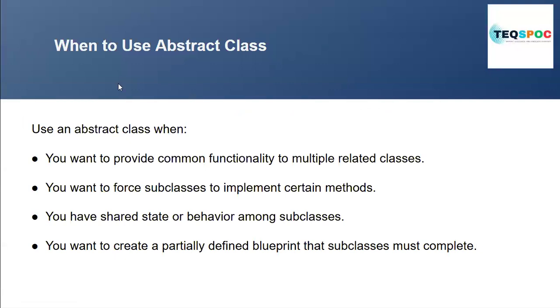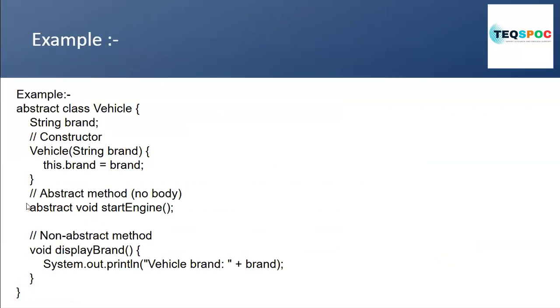So why do we basically use an abstract class? Use an abstract class when you want to provide common functionality to multiple related classes. Create one abstract class and implement it inside another class, similar to an interface. And if you have to force a subclass to implement a certain method, then you can use an abstract class. If you have to share state or behavior among the subclasses, then you can create one abstract class and implement those methods for another class. You can create a particularly defined blueprint that a subclass must complete. This is the basic structure.